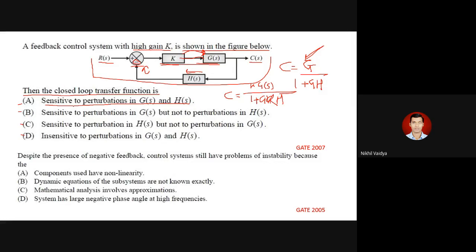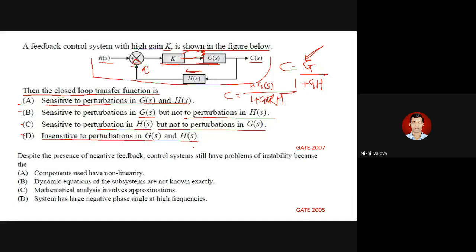Sensitive to perturbations in G of S and H of S. Next, sensitive to perturbations means what? Changes in G of S but not to the perturbations of H of S. Sensitive to the perturbations of H of S but not to the perturbations of G of S. Insensitive to the perturbations of G of S and H of S.